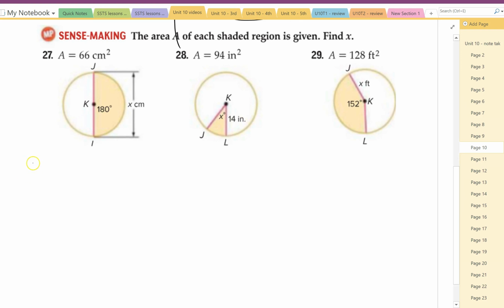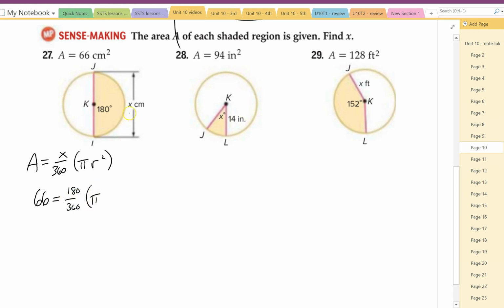All right, so let me show you what I mean. I know that the area equals x over 360 times pi r squared. Let's fill in what I actually know. I know the area is 66. And I know the part of the circle I'm looking at is 180.